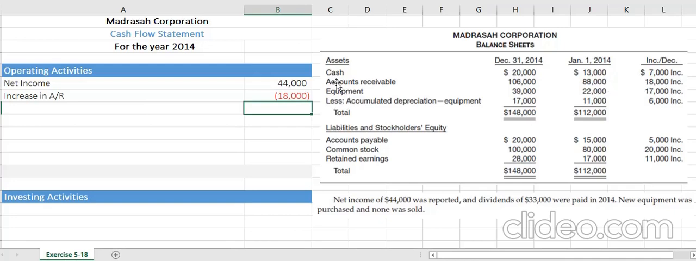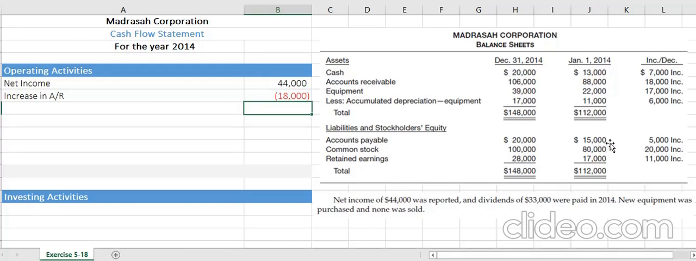Then we do not have any other current assets because after account receivable we are given the equipment, which is a long-lived asset, so that's it, the current asset discussion is finished. Then the next part of the working capital is the current liabilities. So we have a current liability by the name of account payable.